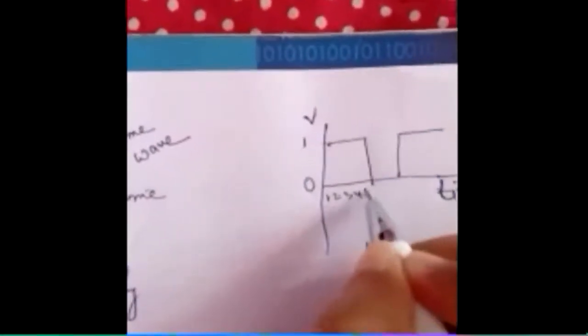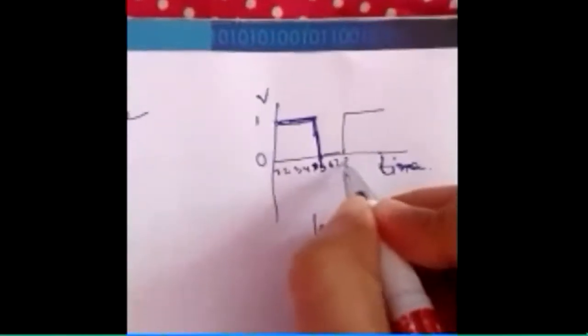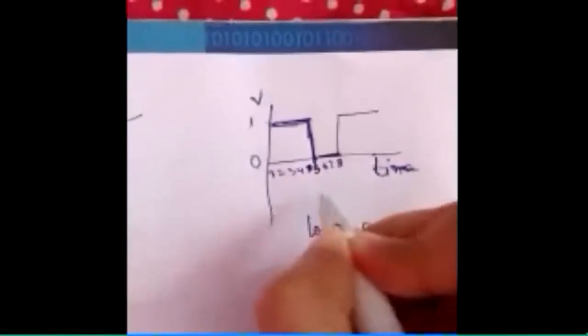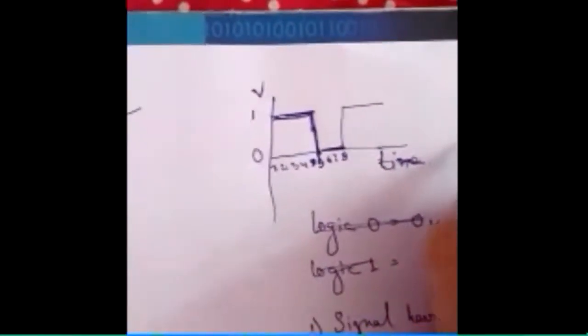See, when the time increases 1, 2, 3, 4, 5, suppose this one is 5, from 1 to 5 seconds the voltage remains constant. It is 1. And when it is 5, it goes to 0. Up to 6, 7, 8, from 5 to 8 seconds, it is 0. And from 1 to 5, it is 1.